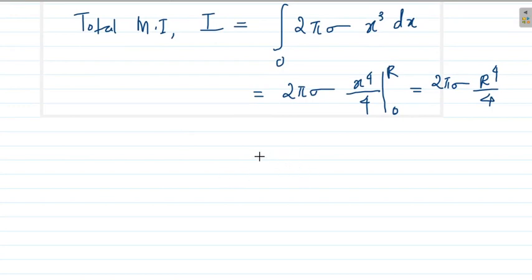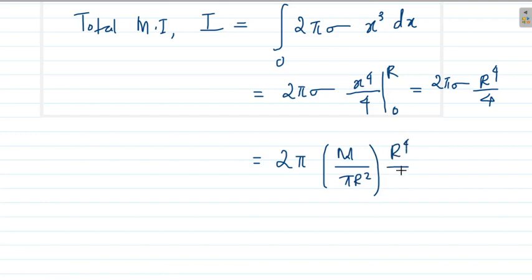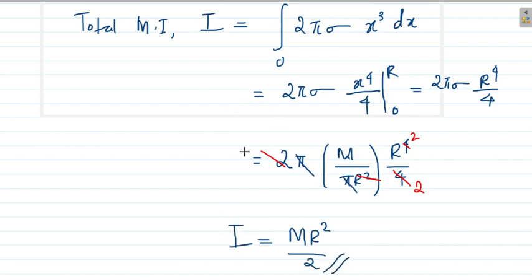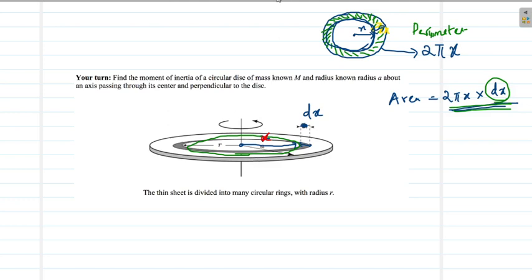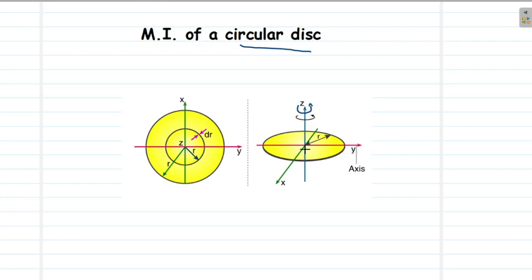Now, this is equal to 2 pi into, instead of sigma, let me write m divided by pi r squared, into r raised to 4 by 4. So, cancelling certain terms, we will get this is equal to m r squared by 2. So that is the moment of inertia of a disk about an axis through the center perpendicular to the plane of the disk. That is through this axis, Z axis.